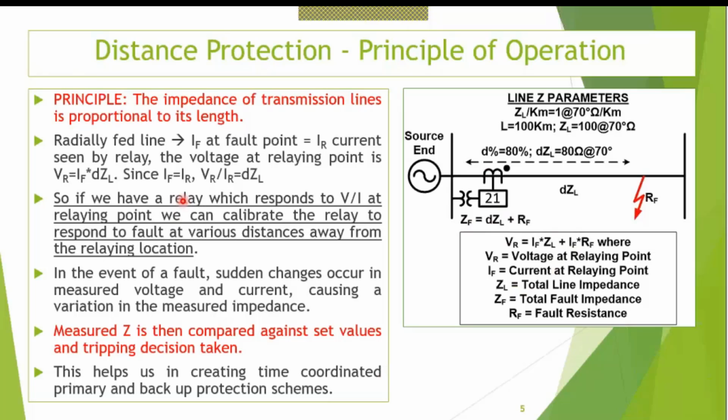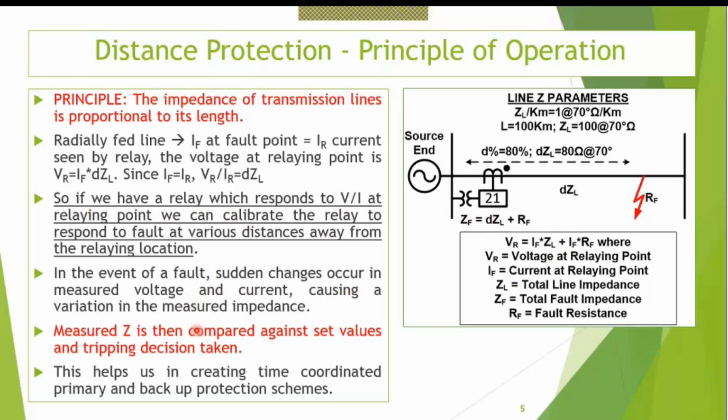Okay, now just let me go through this. This one I read out. If we have a relay which corresponds to V by I at the relaying point, we can calibrate the relay to respond to a fault at various distances away from the relaying location. Now, in the event of a fault, certain changes occur in the measured voltage and current, causing a variation in the measured impedance.